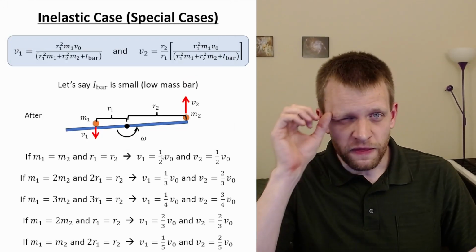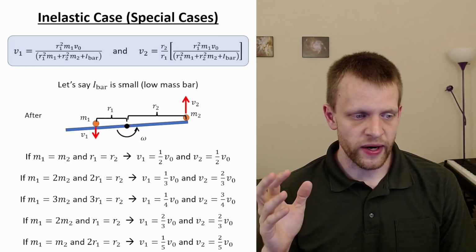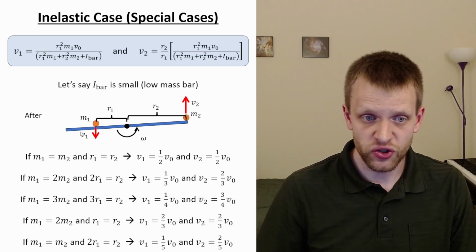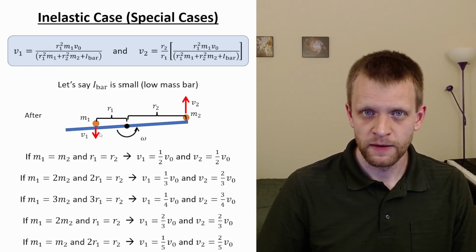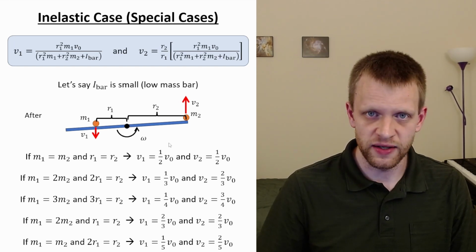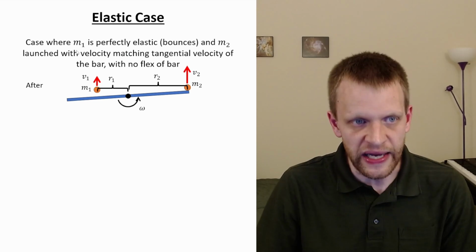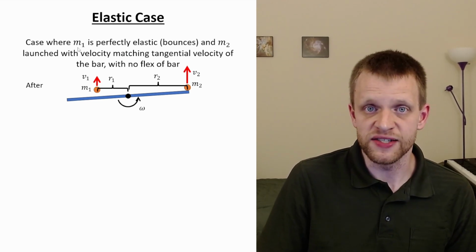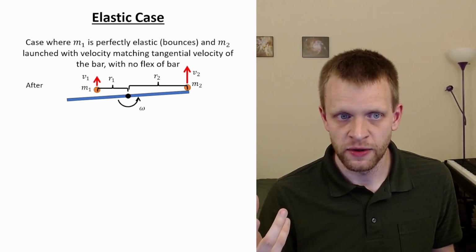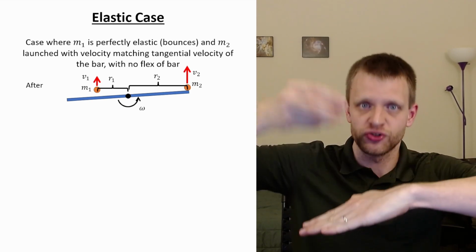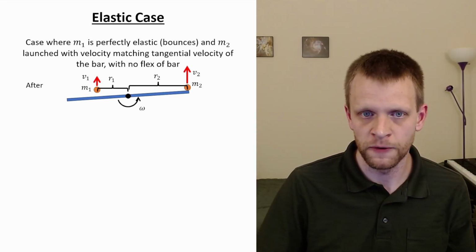But this has all been in the case where object 1 stuck to the bar. That's not the only case that can happen. There are other cases. So let's say I've got a new case where M1 is an elastic object. When it hits the bar, it can bounce off of that object. It's like a rubber ball.